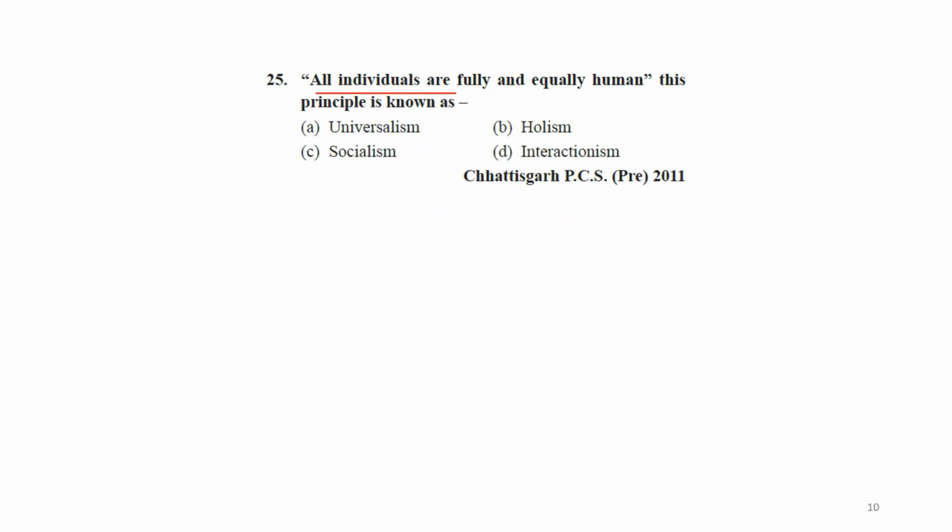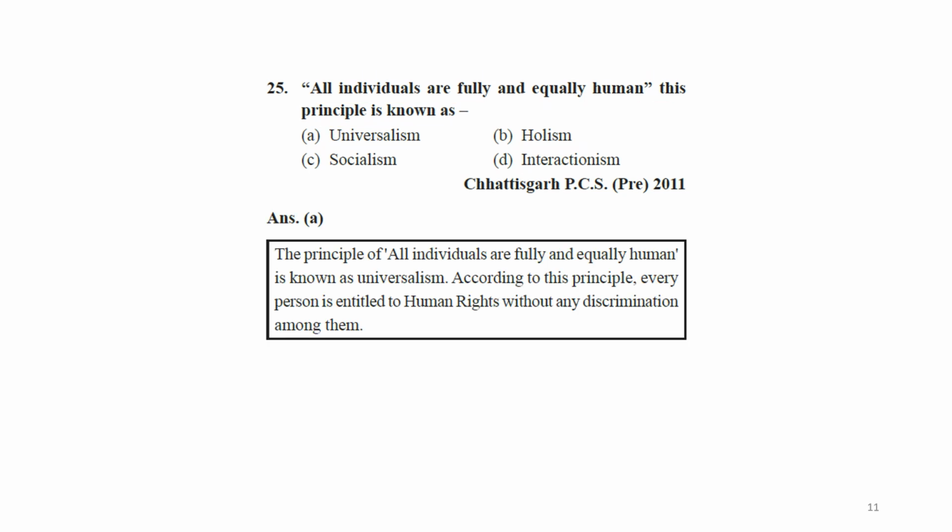Next, all individuals are fully and equally human. This principle is known as universalism, holism, socialism, or interactionism. Okay, so the answer will actually be A, universalism. We may think it is socialism, but no, the answer is actually A. The principle that all individuals are fully and equally human is known as universalism. According to this principle, every person is entitled to human rights without any discrimination among them. Fine, so the answer is A.